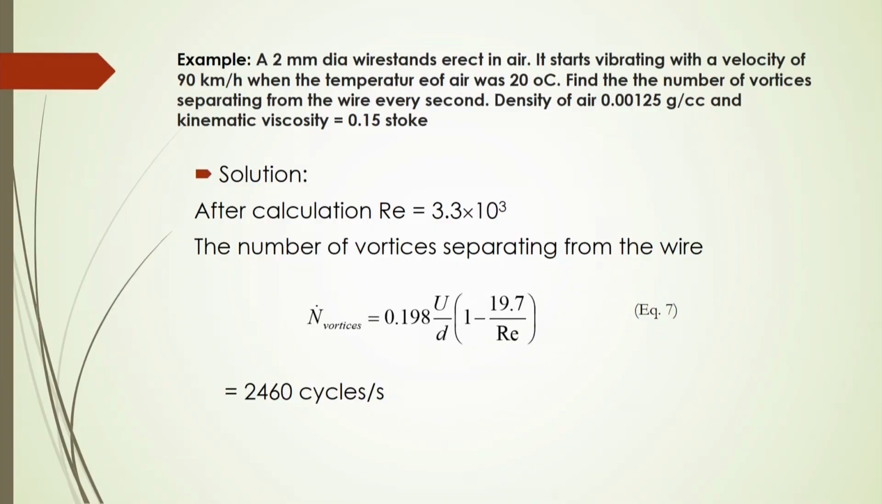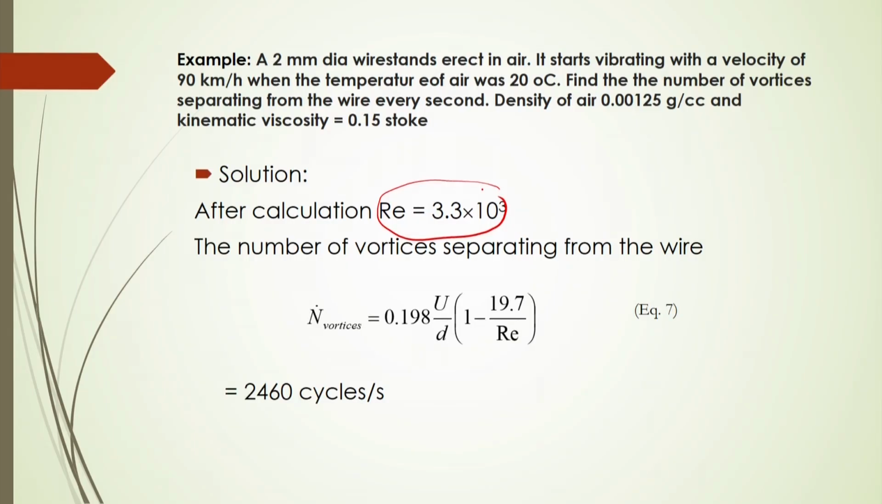Now, let us do an example. Consider a 2 millimeter diameter wire that stands erect in air. In that case it starts vibrating with a velocity of 90 kilometer per hour. When the temperature of air is 20 degree centigrade, then what should be the number of vortices separating from the wire every second? Now, density of air is given to you and kinematic viscosity also is given to you.